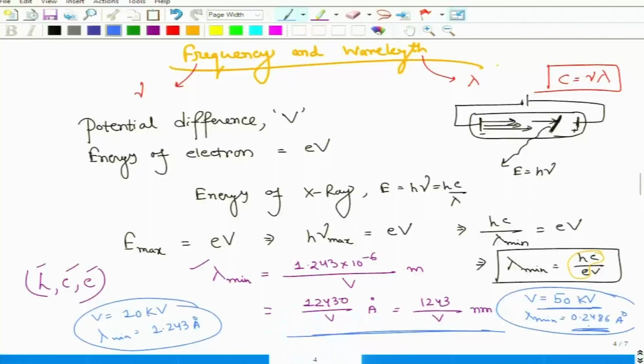So that means for each X-ray there should be a lambda minimum. From this experimental setup we can say this. If the whole energy is not converted to the X-ray photon, then the energy of that photon will be less, obviously. Energy and wavelength are inversely proportional, so the wavelength will be larger. Now if you increase the potential difference V, the lambda min will be much smaller. If it is 50 kilovolt, it is 0.2486 angstrom. If it is 10 kilovolt, it is 1.243 angstrom. So clearly it is inversely proportional to the voltage.